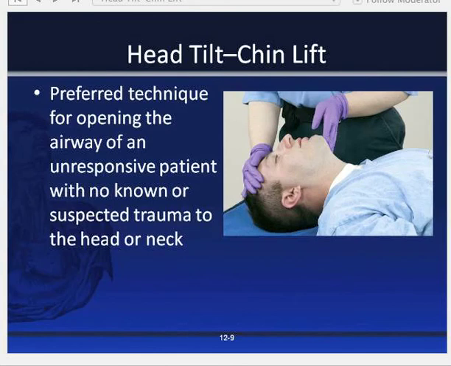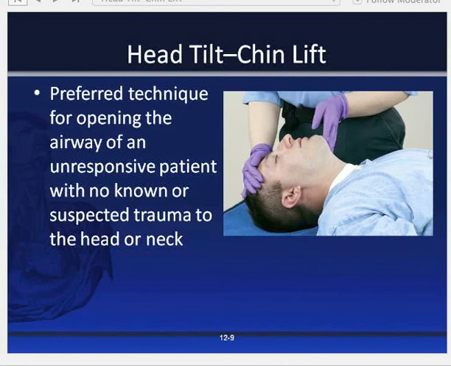The head tilt chin lift, this is the most common method. The head tilt chin lift is the most effective method of opening the airway in a patient with no known or suspected trauma to the head or neck. It requires no equipment and is simple to perform. When done correctly, the base of the tongue will be displaced from blocking the back of the throat.